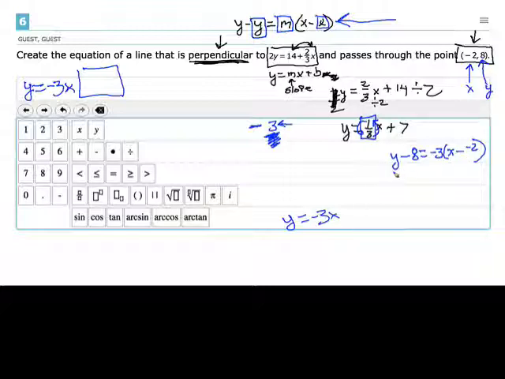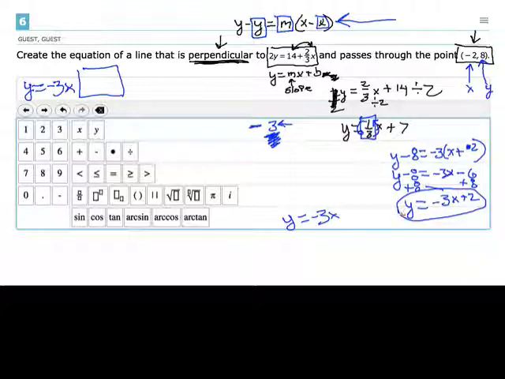So let's simplify what we can. Y minus 8 equals, let's distribute, negative 3x. And negative negative, or minus a negative, is plus. What's plus positive 2? Negative 3 times 2 is negative 6. Now I'm going to add 8 to both sides. And I get y equals negative 3x plus 2. This line is completely perpendicular to that line.